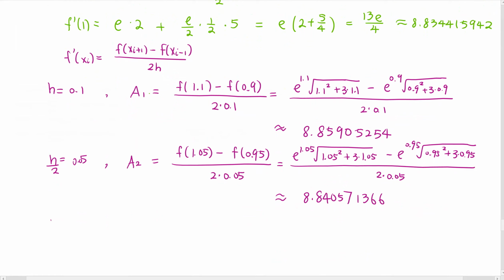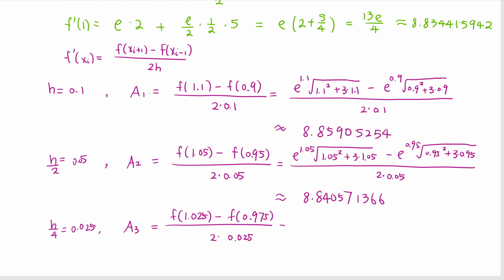Okay, when the step size is h over 4, which is 0.025, we get A3. A3 is f of 1.025 minus f of 1 minus 0.025, which is 0.975, over 2 times 0.025. So the formula is very similar to the previous steps. Just replace 1.05 by 1.025.